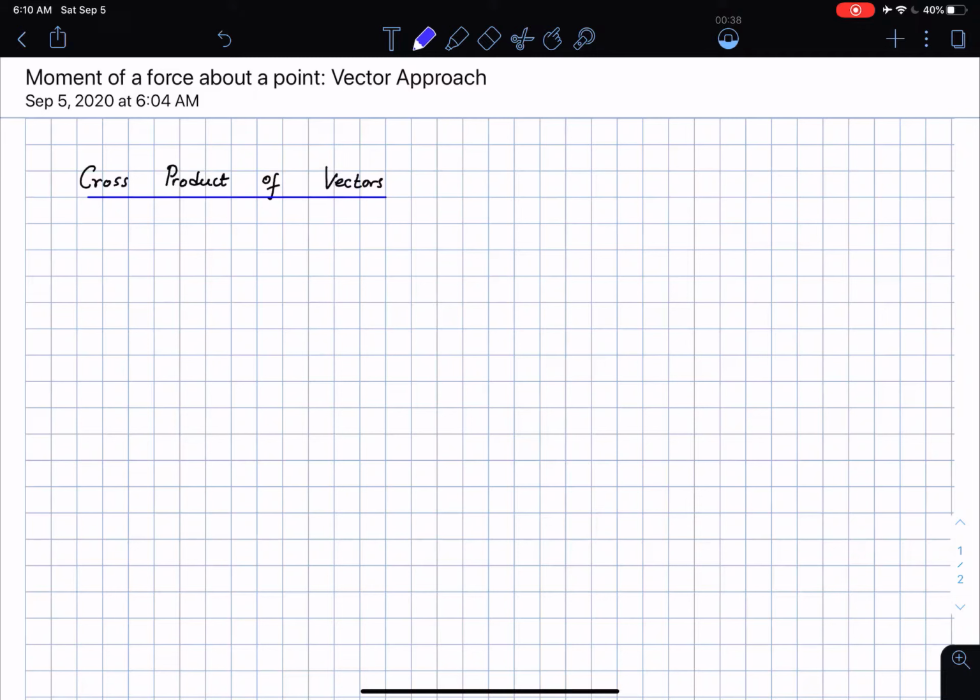Let's say that I have two vectors A and B. Here is vector B, and then here is another vector which I'm going to call A. So this is vector A, and this is vector B. Let's say that the angle between these two vectors is theta. The most important thing that I want to point out in the cross product is the following.